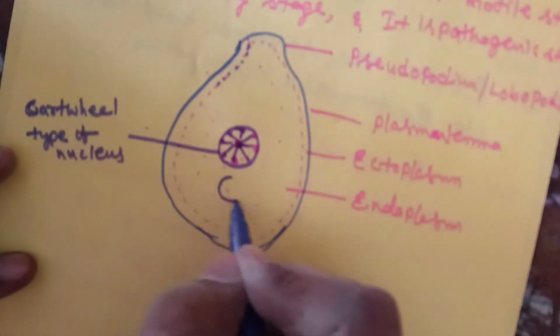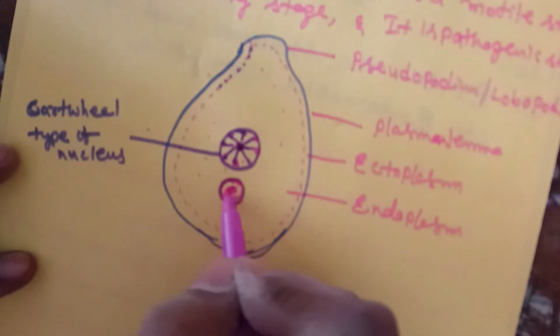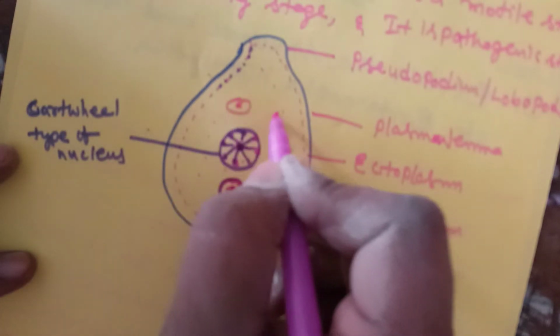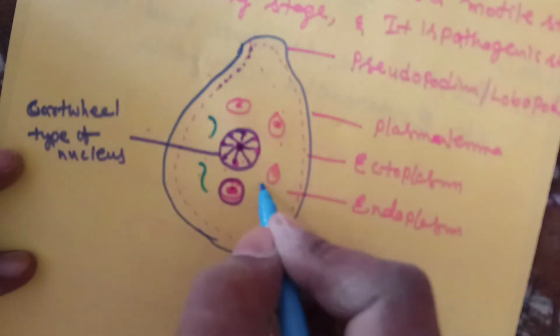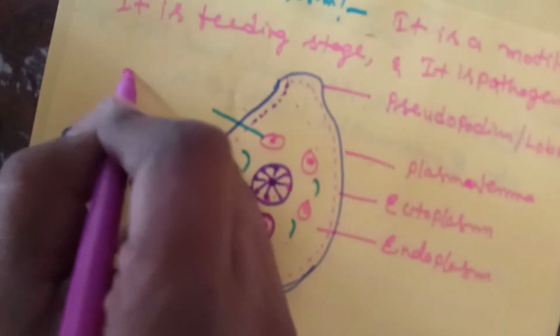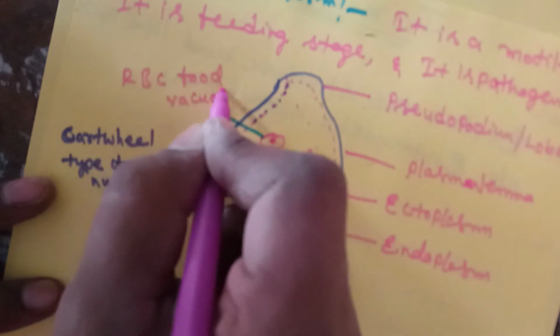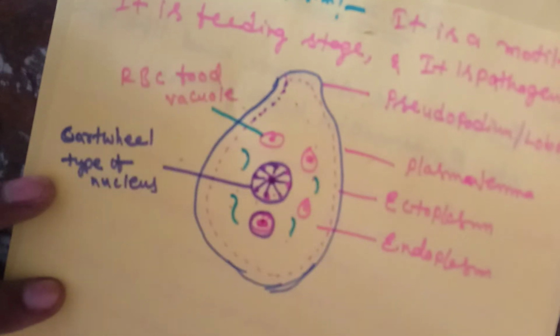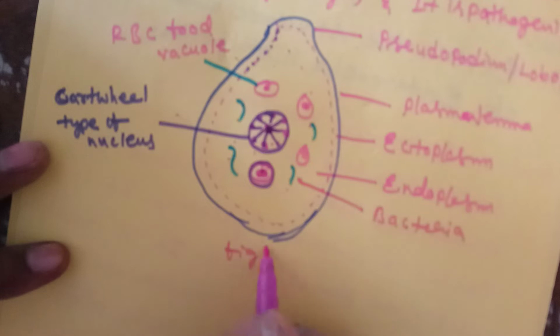And RBC food vacuoles are present too. These are the RBC food vacuoles, many of them, and this is called bacteria. So this figure is called the trophozoite form.